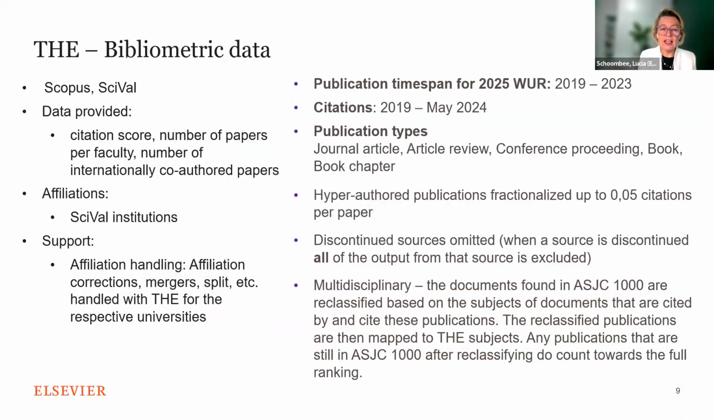So first of all, just looking at the data set. The data is coming from Scopus and from SciVal. In Scopus, the raw data, and then from SciVal, some of the metrics, right? Like the field-weighted citation impact, for example. Then the data that we provide includes the citation score, the number of papers per faculty, and also the number of internationally co-authored papers. We provide the SciVal institutions.